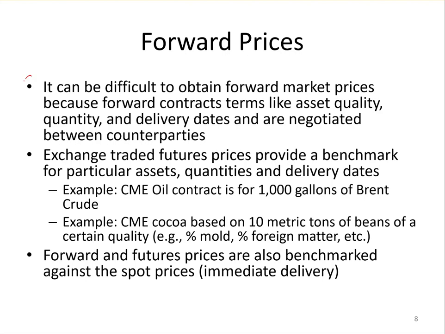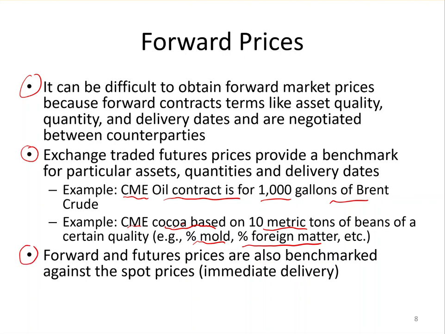Now, it can be difficult to obtain forward market prices because forward contract terms like asset quality, quantity, and delivery dates are negotiated between counterparties. Exchange traded futures prices provide a nice benchmark for assets, their quantities and delivery dates. For example, the Chicago Mercantile Exchange oil contract is for 1,000 gallons of Brent crude. Or the Chicago Mercantile Exchange cocoa contracts are based on 10 metric tons of beans of a certain quality. In other words, they'll specify what percentage of mold could be in the beans, what percentage of foreign matter, etc. So you know exactly what you're buying.